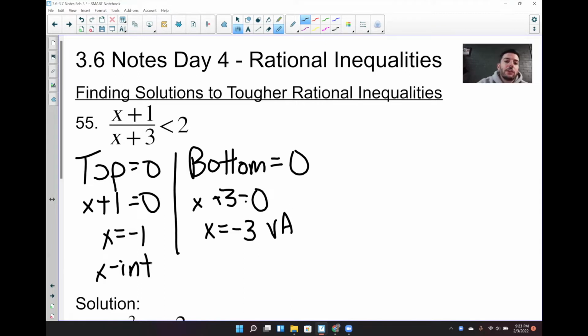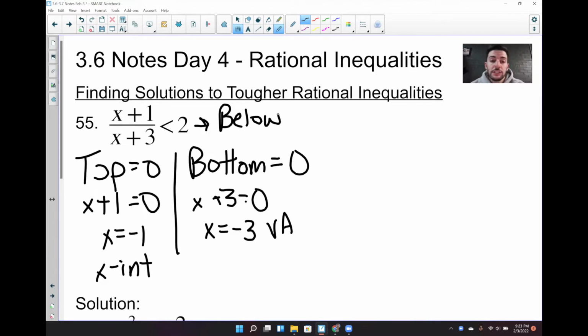Okay. And then also what you guys might notice what's different about number 55 here is that it says less than 2. And you might be thinking, oh, Mr. Jones, why didn't you minus the 2 from both sides so that it says equals 0? And we could do that. That would definitely make our rational function a little bit more complex. So actually what we can do here is we're still going to be thinking below, right? Because that's what a less than sign means.